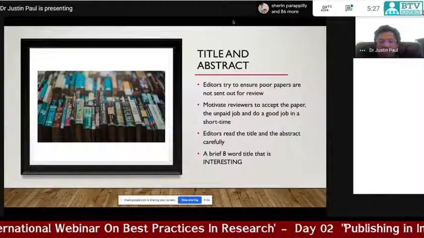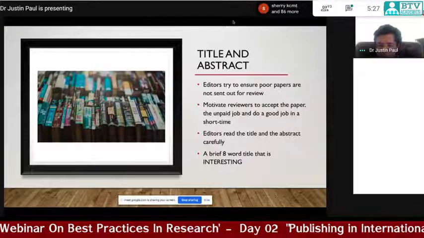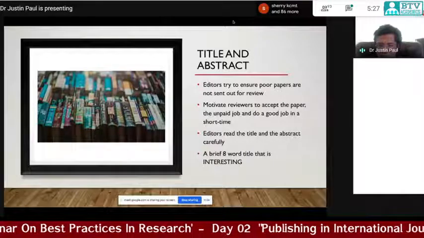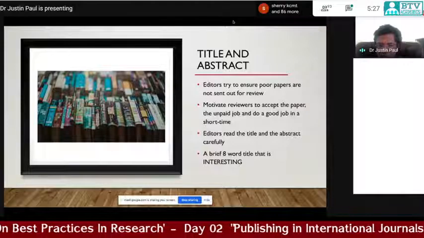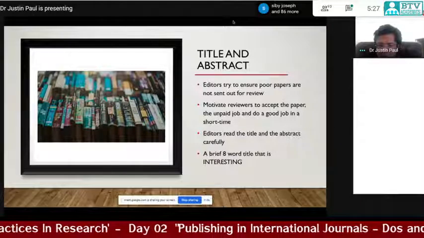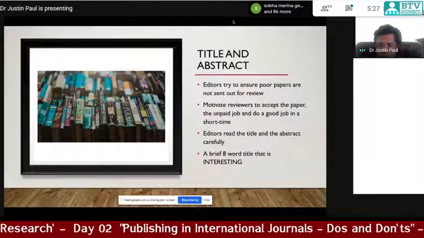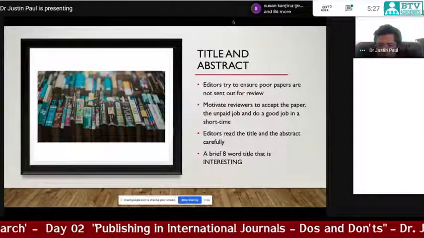So sometimes if you submit that kind of papers, editors will not be happy with you, and they will not be in a position to help you, and they will even sometimes get irritated with you. So make sure that you take care of those kinds of things before you submit a paper.